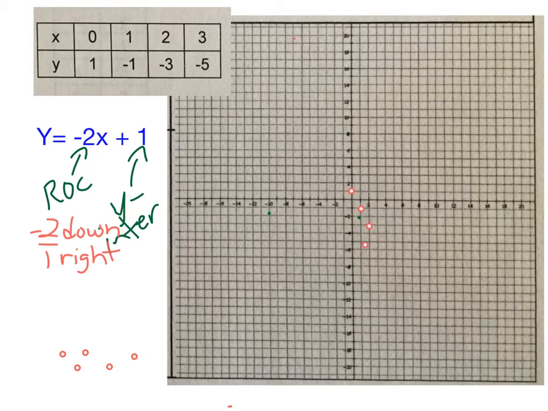A -2 over 1. Now, you could have also gotten that from just graphing these, because this is the same as a 1, -1 over 1, down 1. This 2, -3 over 2, down 3. And the 3, -5 over 3, down 5. So those are the same as if you were taking these basic ordered pairs and graphing them.